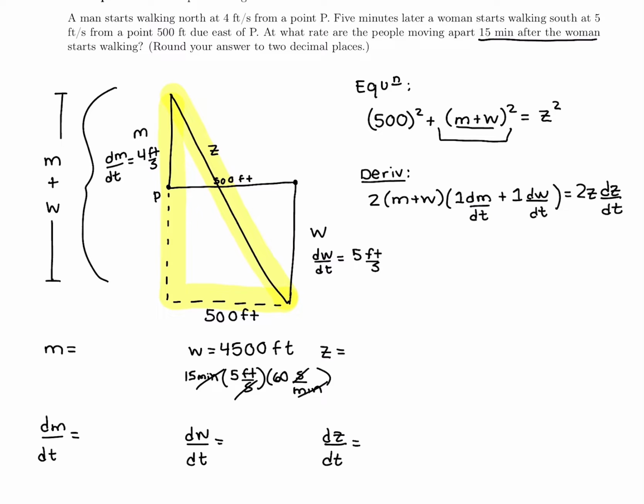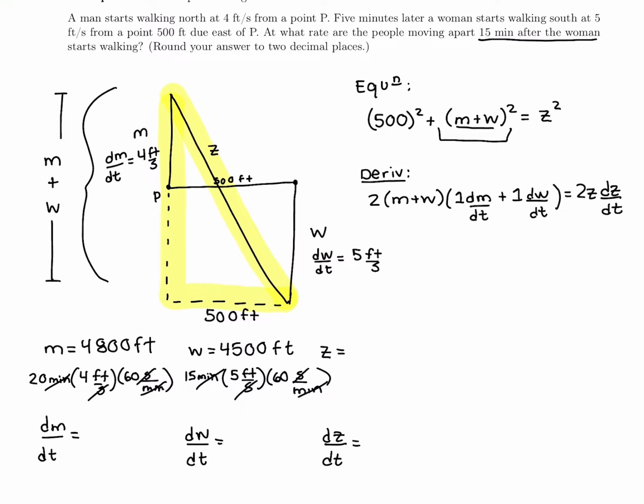He's been walking for 5 minutes longer than the woman has. 5 minutes later, the woman left. So he's actually been walking for 20 minutes. So we're going to take 20 minutes, since the woman left 5 minutes after him, and the rate that he's walking is 4 feet per second. And there are 60 seconds in a minute, just so all these units cancel and we're left with how many feet he's gone. So 20 times 4 times 60, he's gone 4,800 feet north of point P.